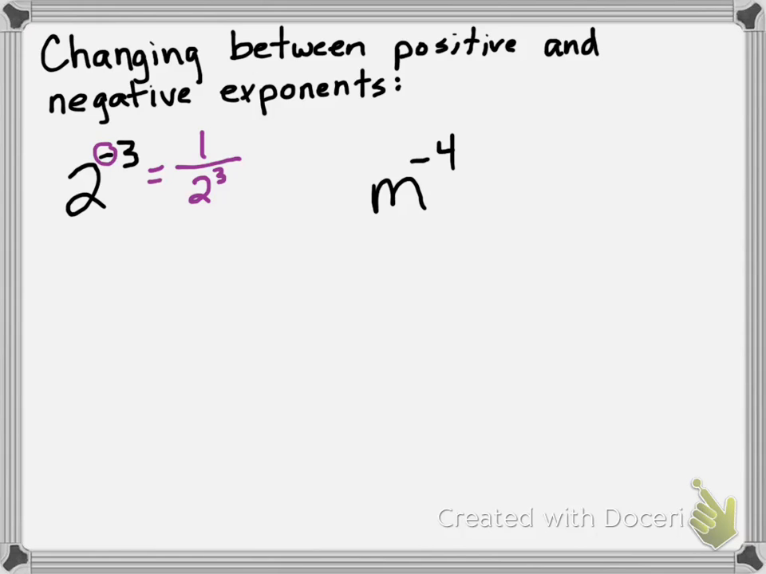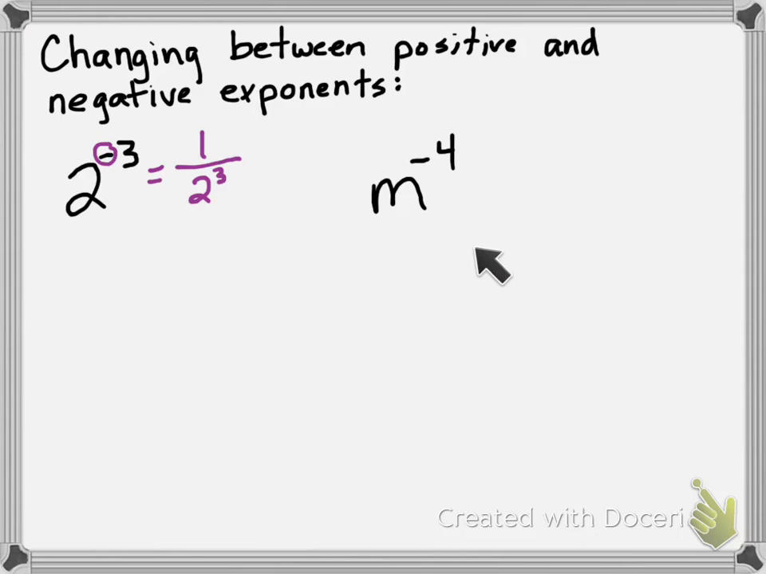The negative does not tell you anything about whether the number is negative or not. The number is never negative unless the base makes it negative. Okay? This is telling you that it goes in the bottom, in the denominator. And that's it. Okay? So this would be this term written with a positive exponent.